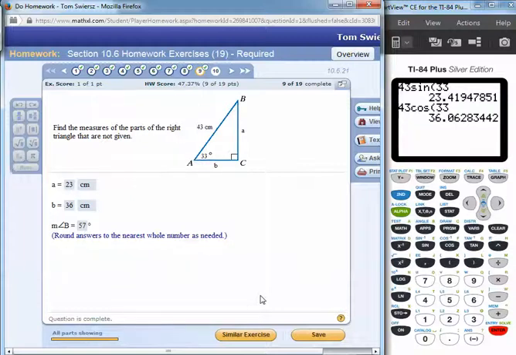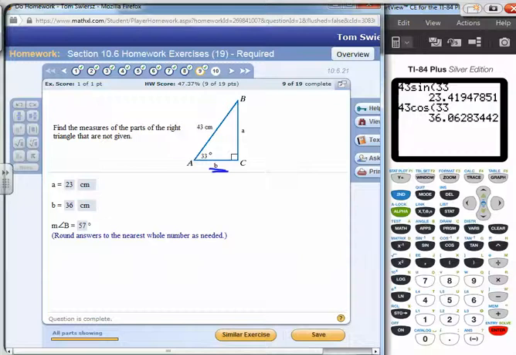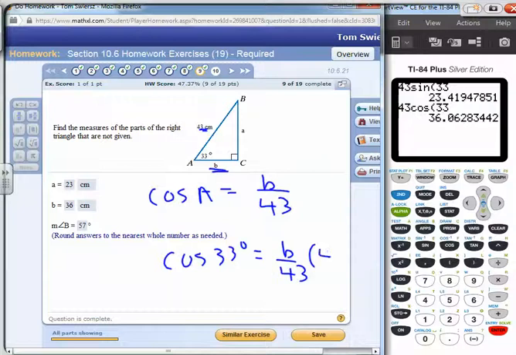Okay, so B is missing, and we've got the hypotenuse. With respect to angle A, cosine of A is equal to B over 43. So cosine of 33 degrees is equal to B over 43. Multiply both sides by 43, it cancels, and we get 43 times the cosine of 33, which is 36. So I probably put in a wrong number when I was doing it on the calculator before. Okay, so we indeed did it correctly.